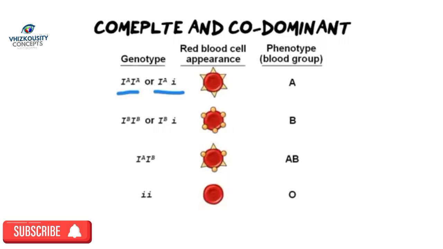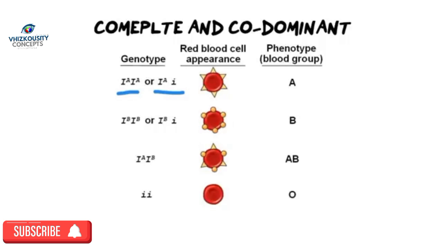Please do not use any other letters other than the capital letter I and the lowercase i with the superscript A and B on it. That is the only thing you're allowed to use in an exam, and your examiner will expect you to use the correct one and not to make up your own. So let's break the blood groups into the complete and the codominant groups that we find them in.